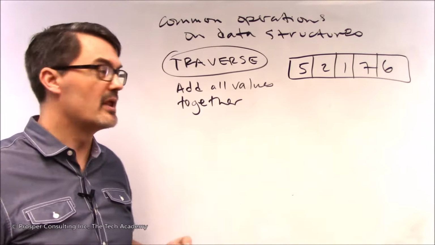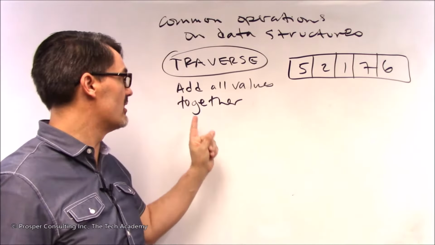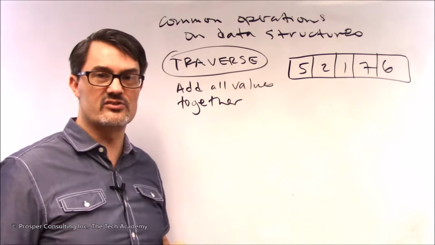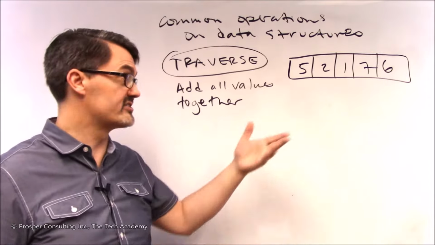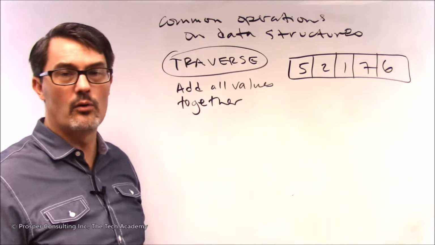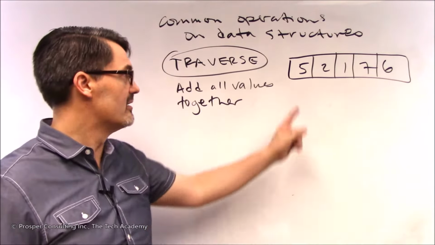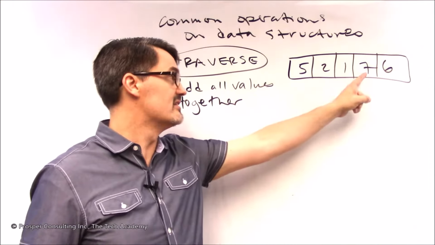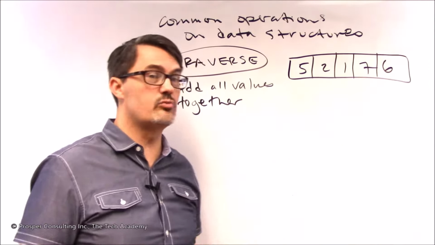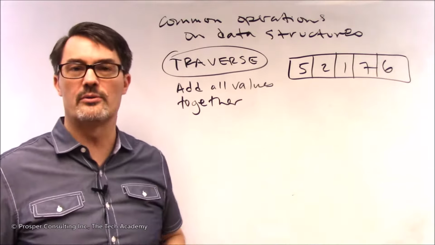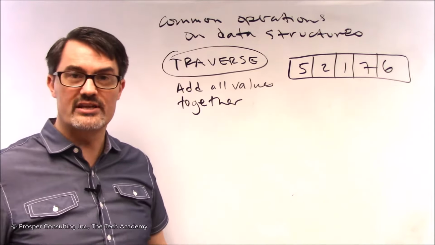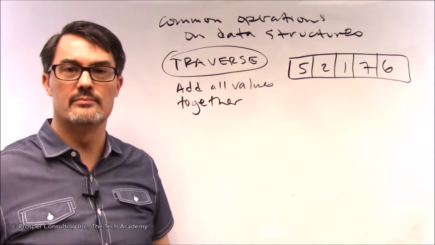Let's do an example. Let's say that we've been given the assignment of adding all of the values in this array together. Just what is the sum of all of these values? Now, you and I, we can look at this and do it in our head. 5 and 2 is 7, and 1 is 8, and 7 is 15, and 6 is 21. How do we tell a computer to do that? Well, now we're actually going to look at some actual code.